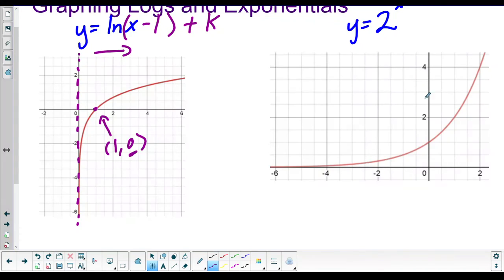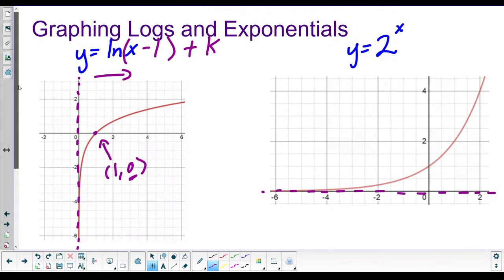For exponentials, because it's an inverse of this, the whole thing is reflected. So this actually has a horizontal asymptote starting on your x-axis. And that horizontal asymptote is determined by that plus k at the end. Because I don't have a plus k, y equals 2 to the power of x, it's not shifted up or down. This 1, 0 point on exponentials turns into 0, 1.